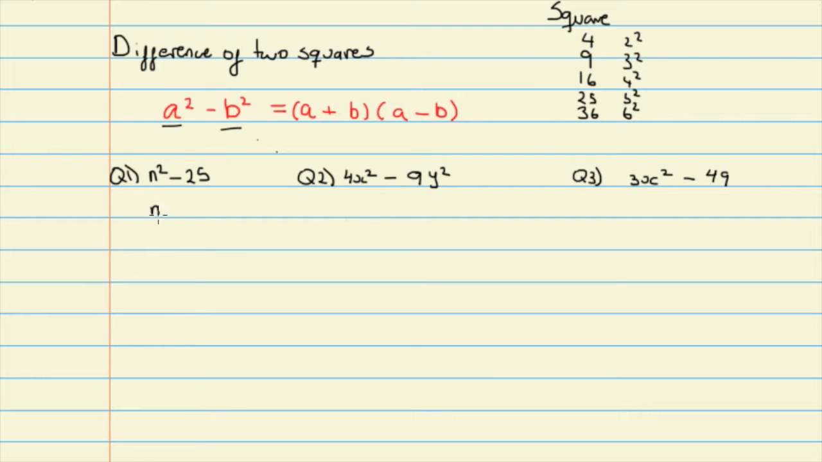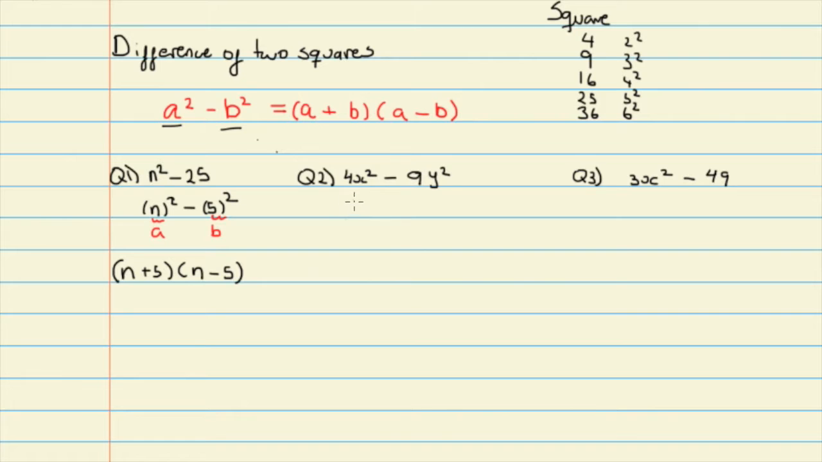So if I rewrite that as n squared minus 5 squared, you can see that the first item here is actually my A and the second item there is actually my B. So what I can then do is jump straight into my solution, which tells me A plus B times A minus B, in this case n plus 5 times n minus 5, and that's my solution.